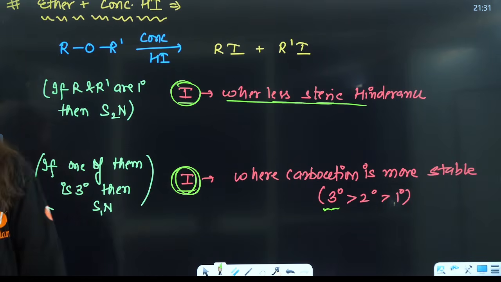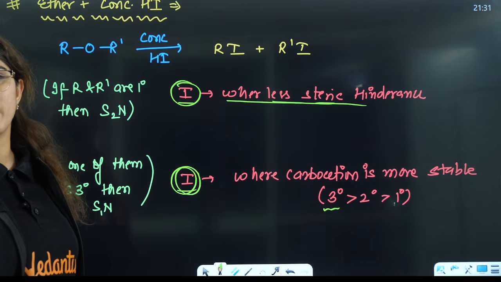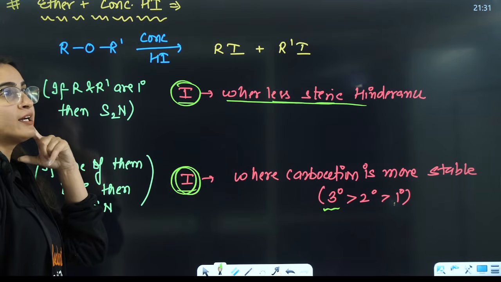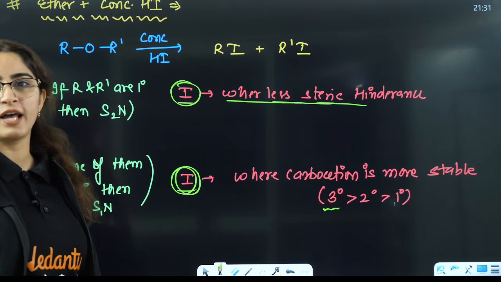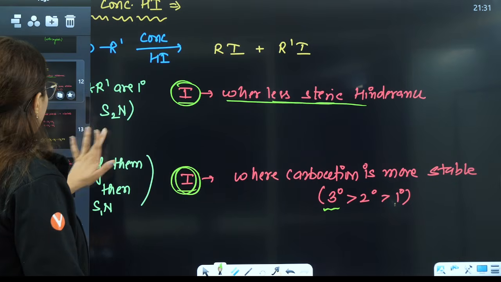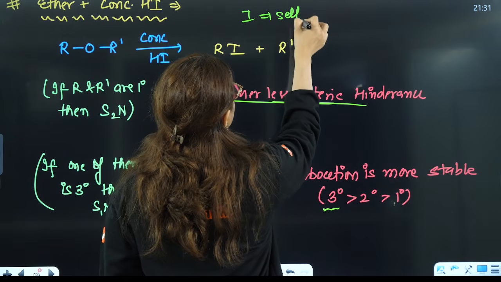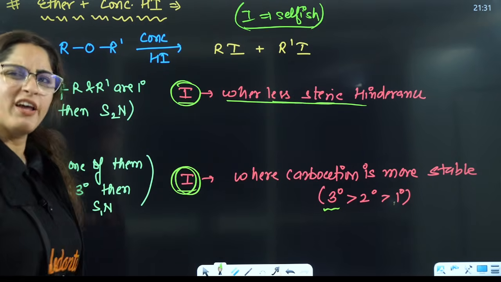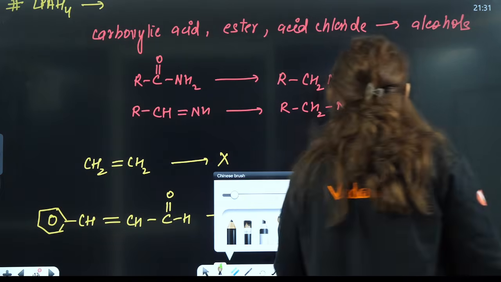Okay, got it. Iodine is a selfish person. He always thinks about himself, right? If it is SN2, he will say, I want less steric hindrance. If it is SN1, he will say, I want more stable carbocation. Very selfish person iodine is. Okay, here you can write: iodine is a selfish person, very selfish.